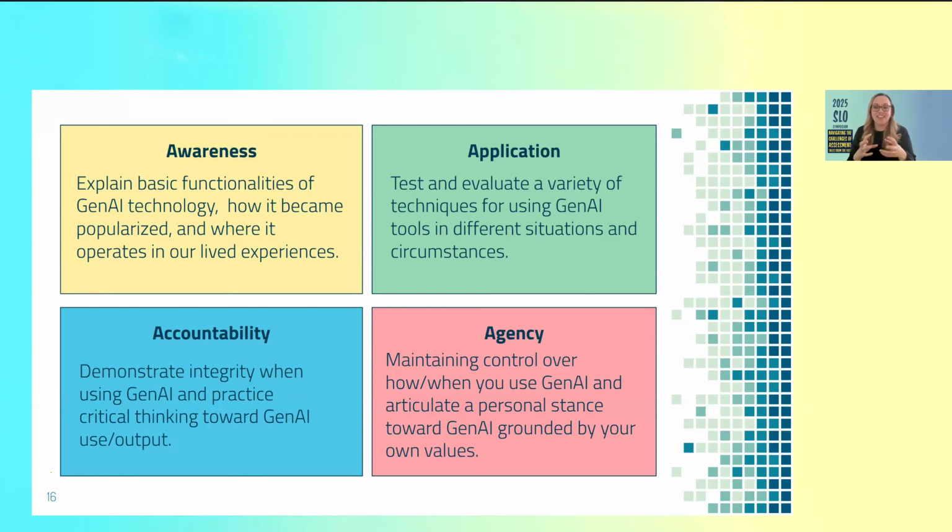And if they can do that, then I will assume that both of them have achieved some level of critical generative AI literacy, not because they've changed their stances or because I've persuaded them to move in one way or another, but because their stance is informed by awareness, application, and accountability, and that agency is founded on a strong foundation, or it's grounded in something, right? So this is sort of what I came up with.